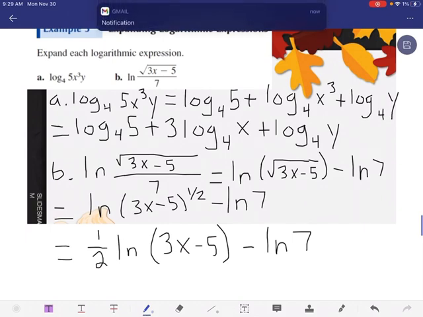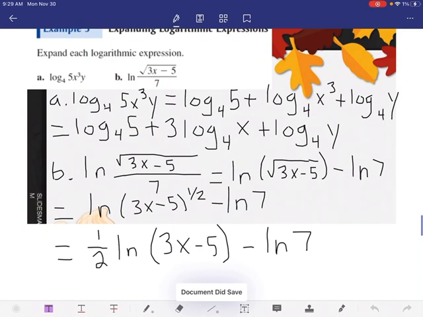Now be careful, because we can only separate things when they are being multiplied or divided on the inside. So notice that we have a 3x minus 5. So there's no way for us to distribute that natural log or do any of our other properties, because we don't have a subtraction property. So that's as simple as it can be. So just be careful with that, because a lot of people want to try and distribute that natural log and still try and separate it out with subtraction.